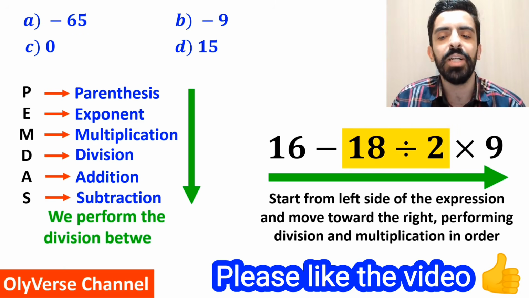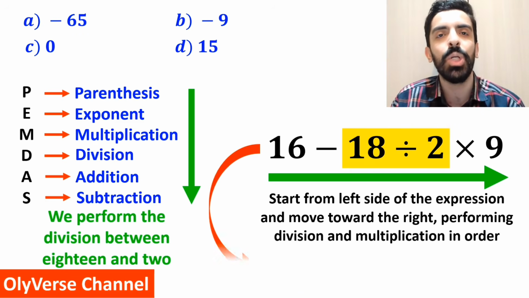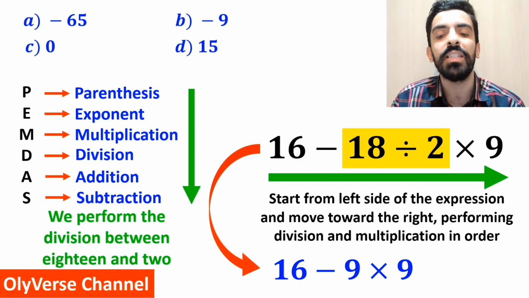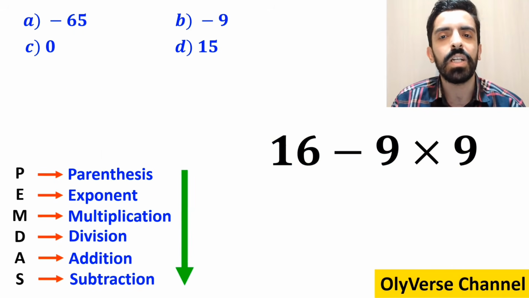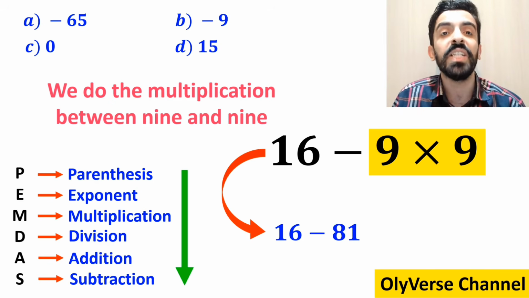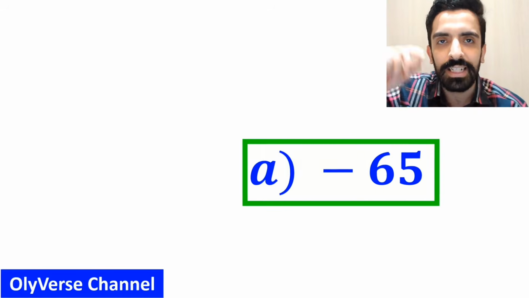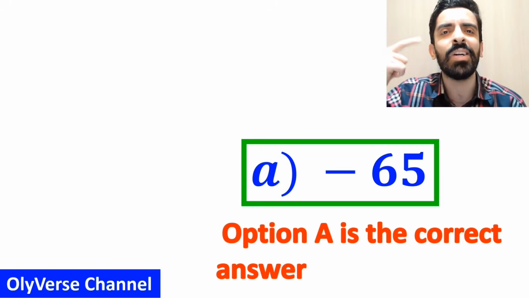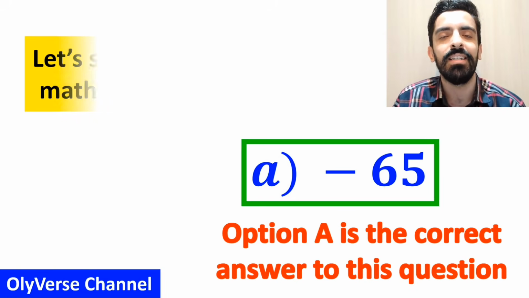So, first we perform the division between 18 and 2, and this expression simplifies to 16 minus 9 multiplied by 9. In the final step, we do the multiplication between 9 and 9, which gives us 16 minus 81. And finally, the value of this expression is equal to negative 65. That's great. Option A is the correct answer to this question.